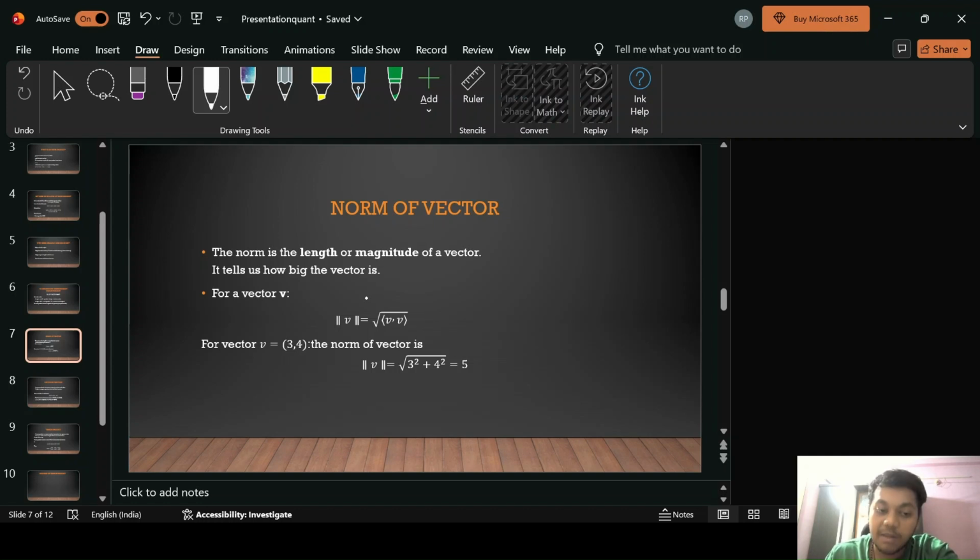Now let's see an example. For vector v equals 3, 4, the norm of vector is magnitude of v equals under root 3 square plus 4 square. That is 5.